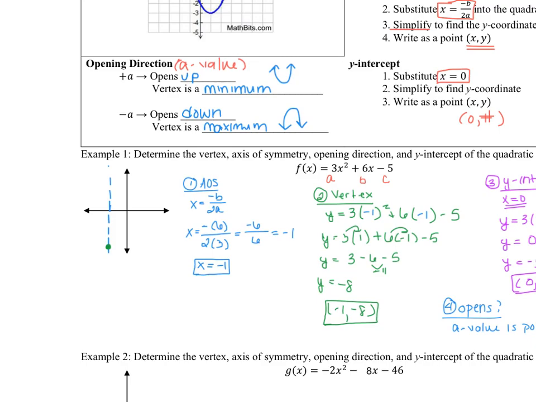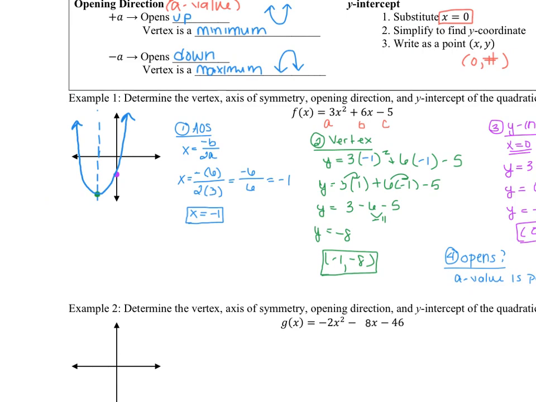Actually, you know what? Let me change colors and make it purple, like the work is. And then the opening direction is upwards, so it's going to hit the vertex, hit the y-intercept, and come back up. There's the sketch for our first example. So try number 2, pause the video, or rewind it to see if you can find the work. Try number 2. Okay, let's do number 2.